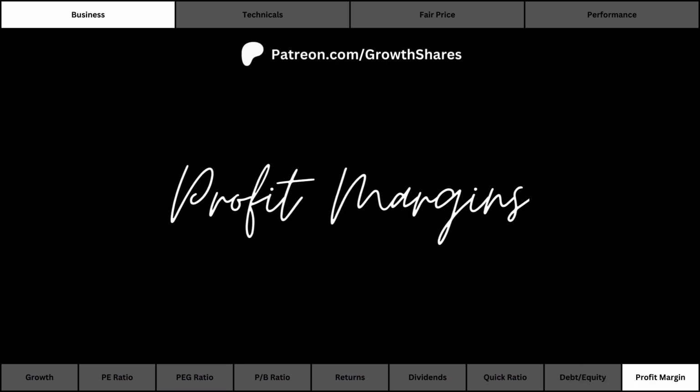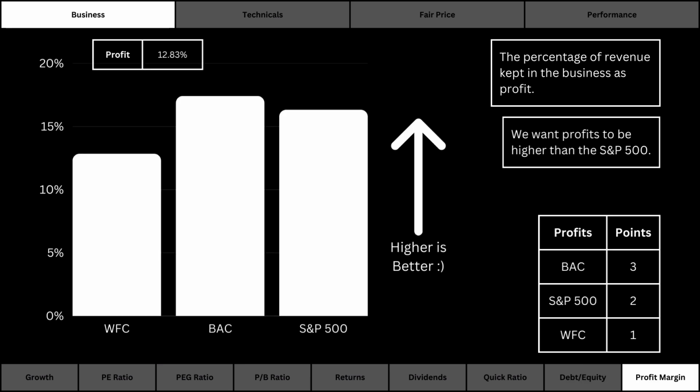Profit margins. This shows us the percentage of revenue kept in the business as profit. Ideally, we want a business with a high profit margin.